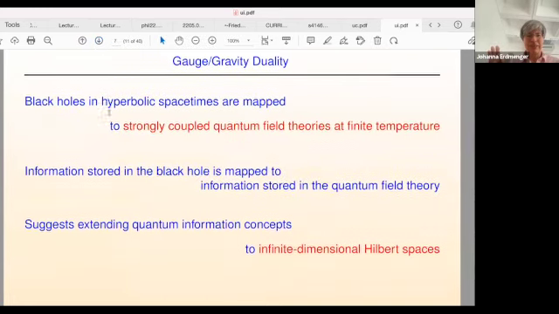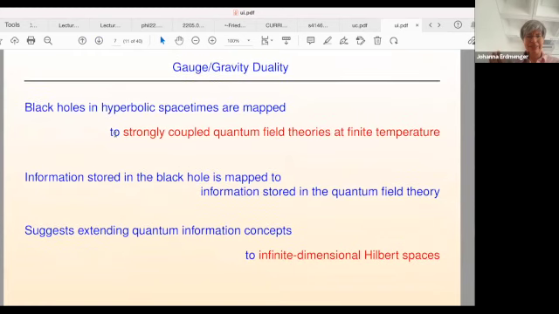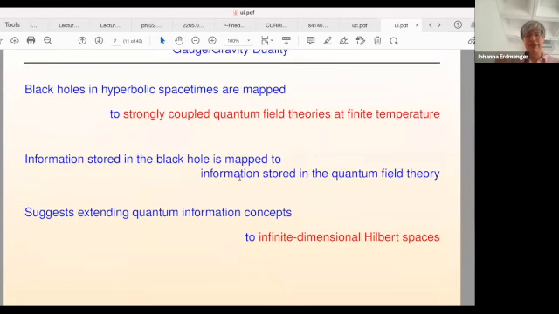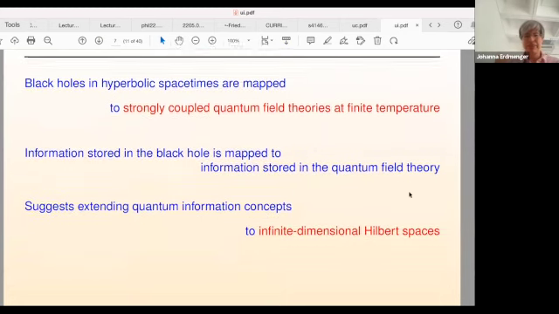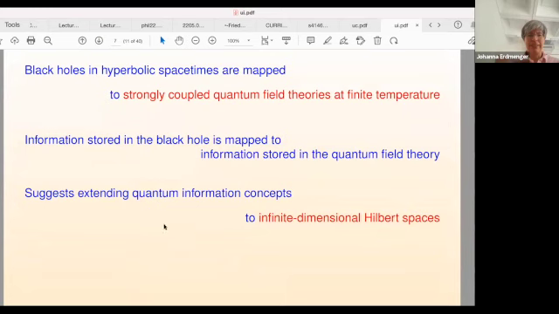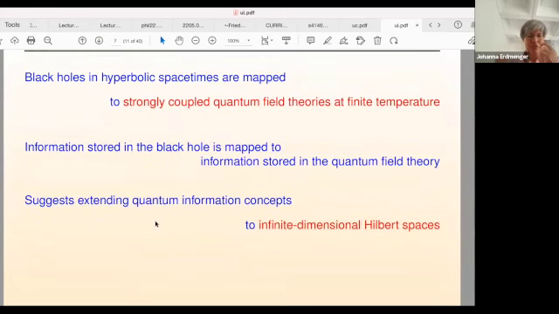Now we can combine these two things together. We know black holes in hyperbolic spacetimes are mapped to strongly coupled quantum field theories at finite temperature. And information stored in the black hole is mapped to information stored in the quantum field theory. So now this suggests using concepts from quantum information to learn more about these black holes in anti-de Sitter space.